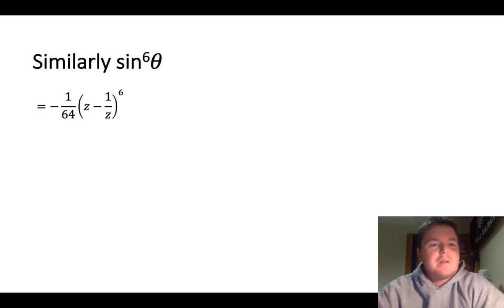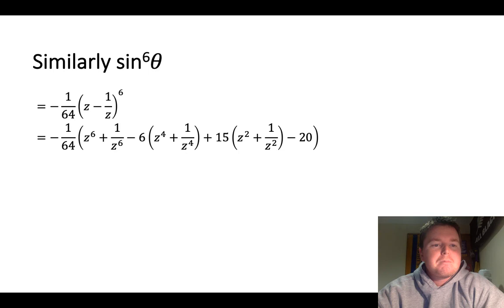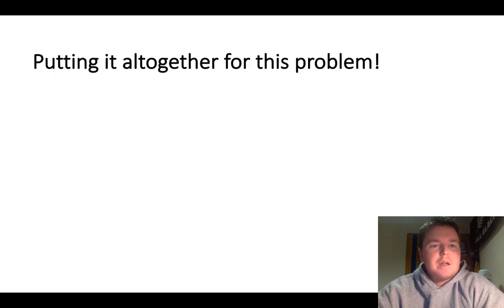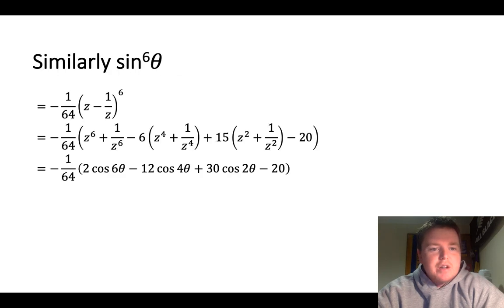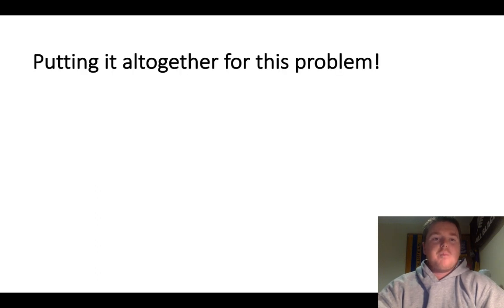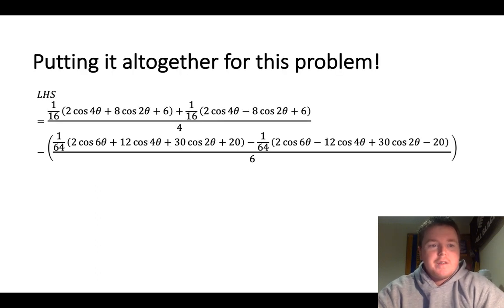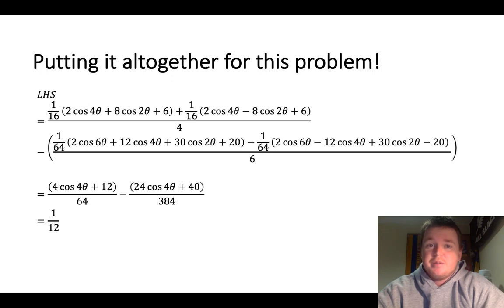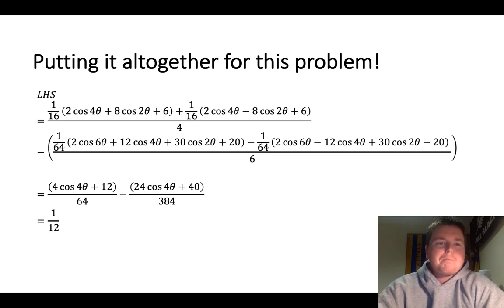And the last one, there's a 2i to the power of 6 factor. That equals negative 1 over 64 when we power it by 6. Okay, and we get that last trig identity there. And then if we put it all together for the problem, find the difference between those two expressions, it simplifies heaps, and it actually simplifies to 112 as we expect.